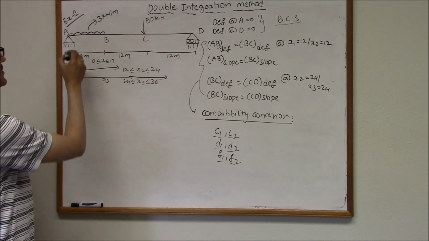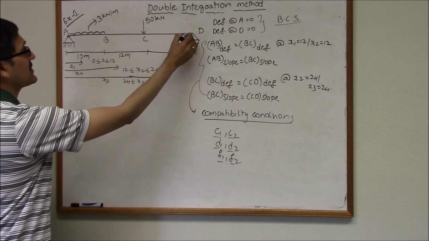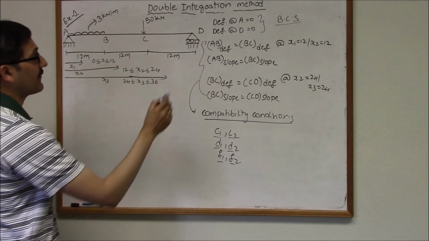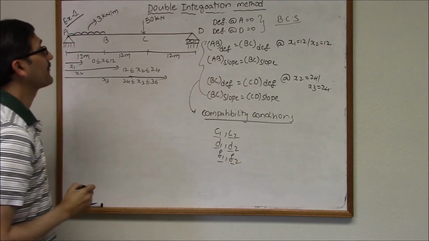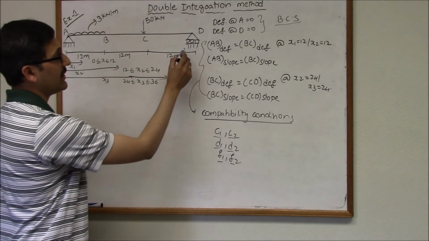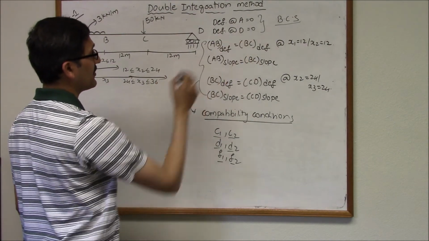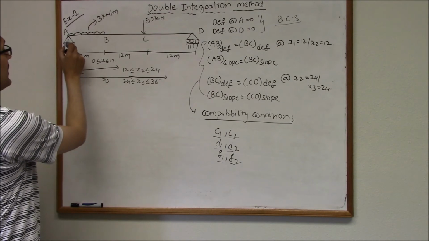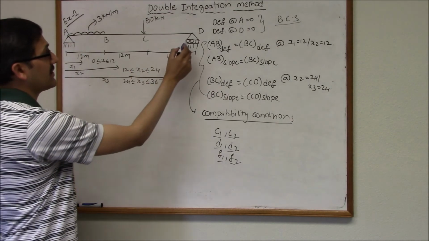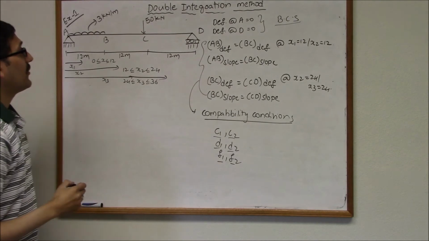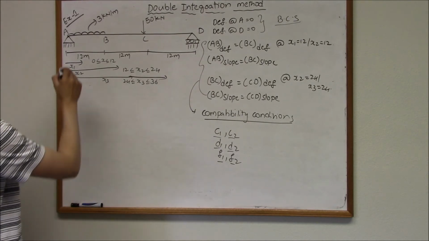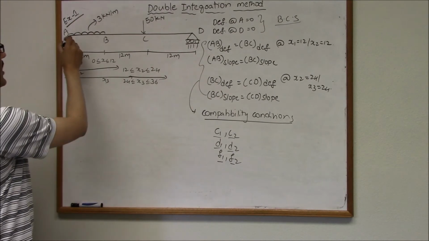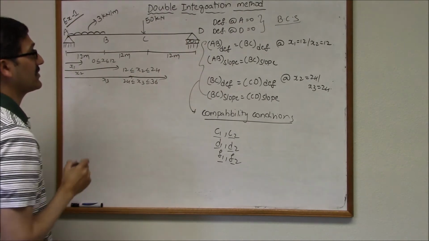Boundary conditions are those that you see at the supports. For instance, at the support A, the deflection should be equal to 0. At the support D, the deflection should be equal to 0. Please remember that this is a pin support and this is a roller support. Both of them allow rotation of the beam at the points A and D, and rotations at the points A and D are not equal to 0.